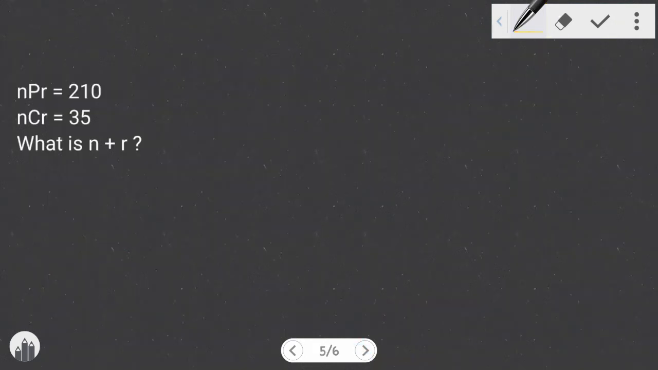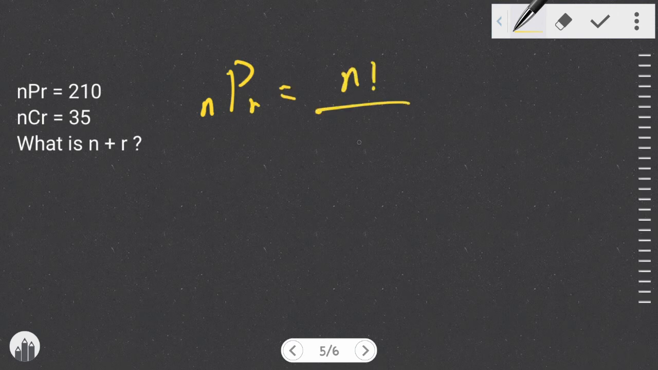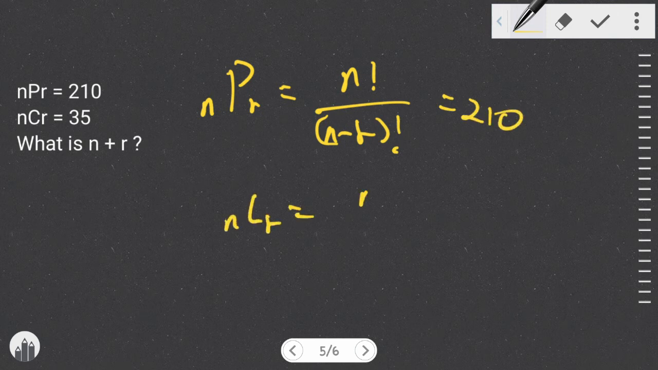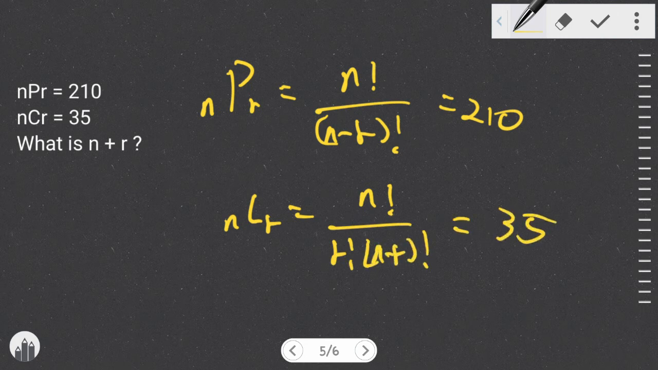The last question, nPr equals 210, nCr equals 35. What is n plus r? So let's simplify the equations first. nPr equals n factorial over n minus r factorial, which equals 210 here. nCr equals n factorial over r factorial times n minus r factorial, which equals 35.